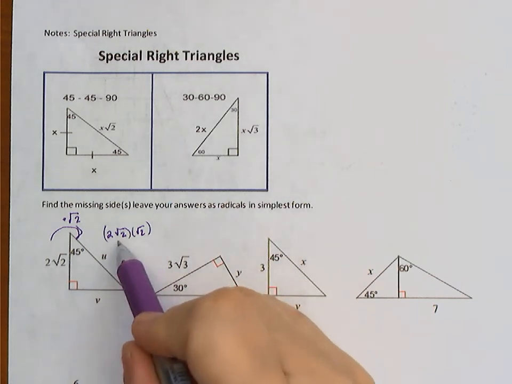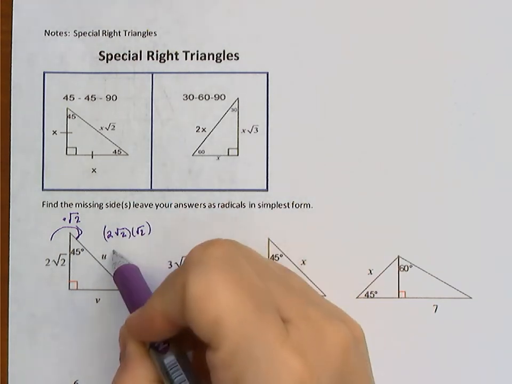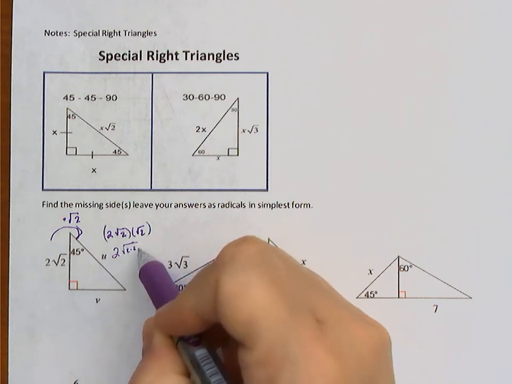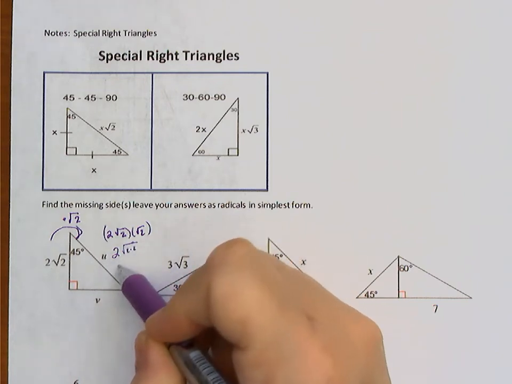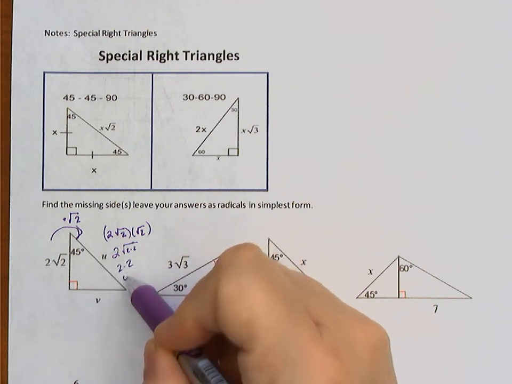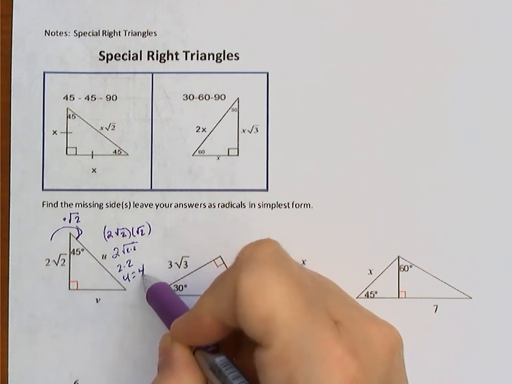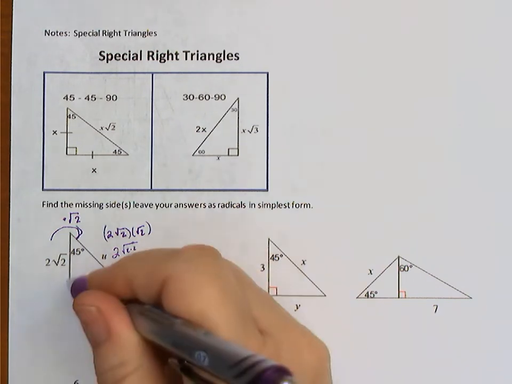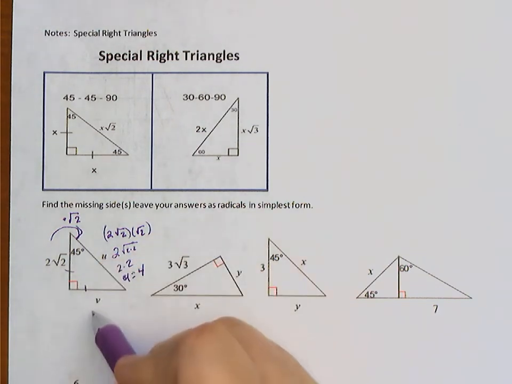When I multiply radicals, I multiply what's inside. So I'm going to have 2 root 2 times 2, which is 4, right? But the square root of that is 2. So this is going to give me 2 times 2. So u is equal to 4. And then, because this is an isosceles right triangle, v is 2 root 2.